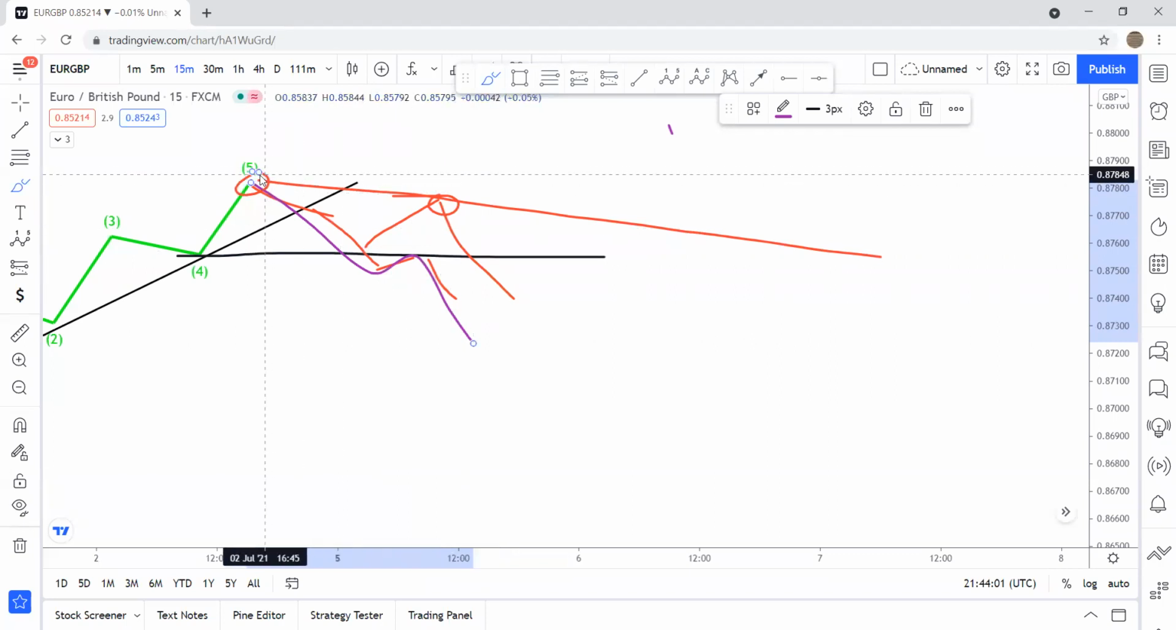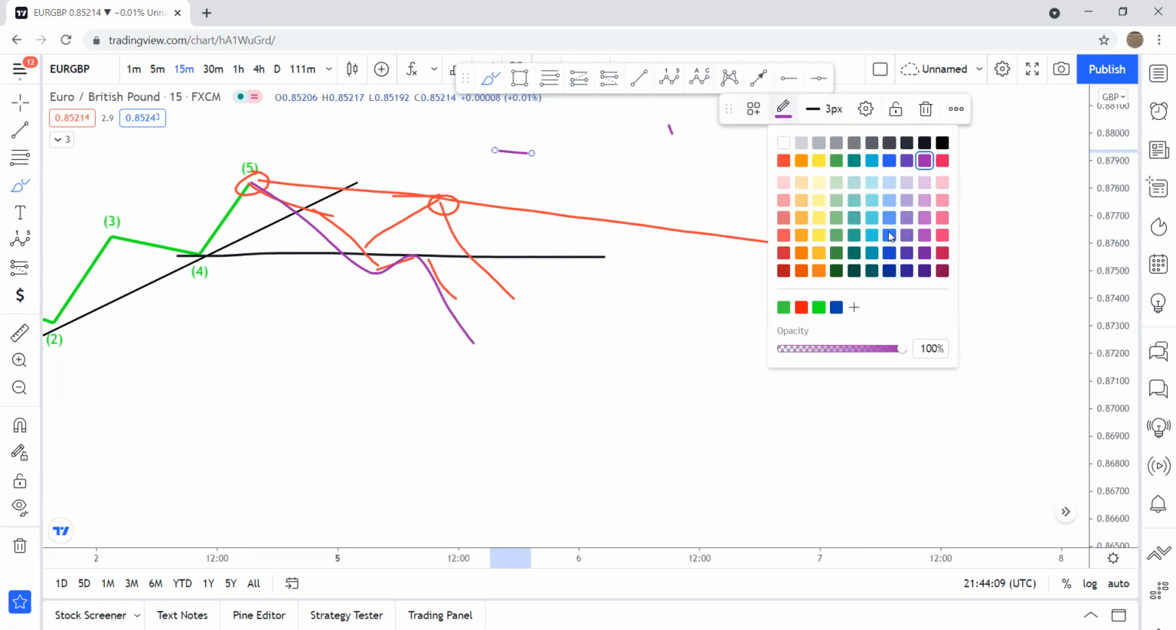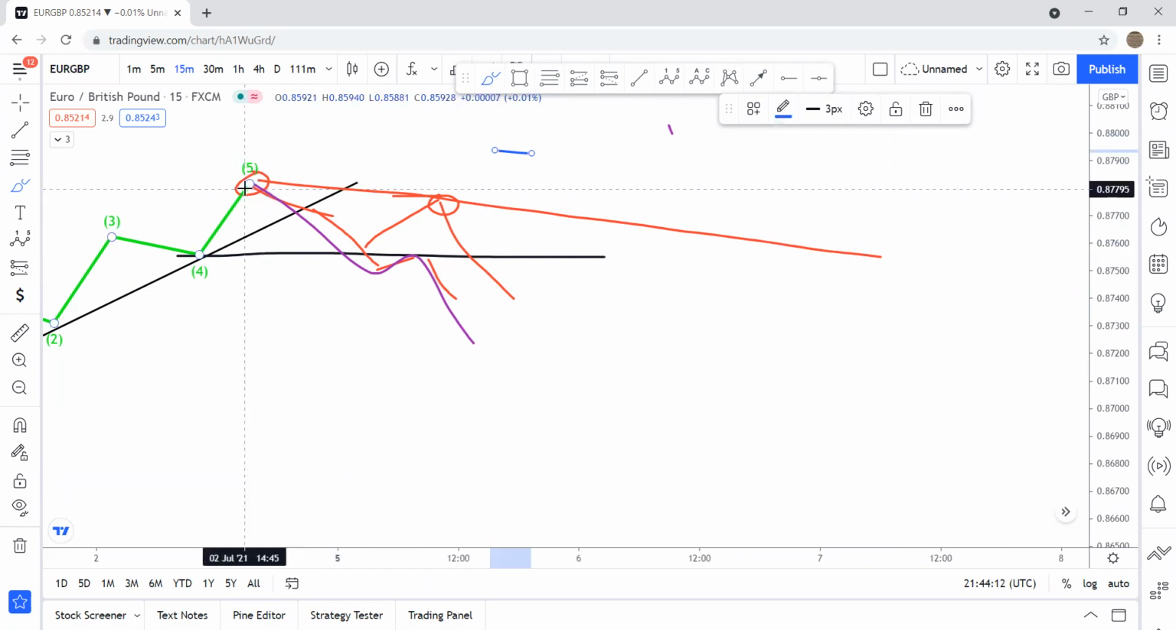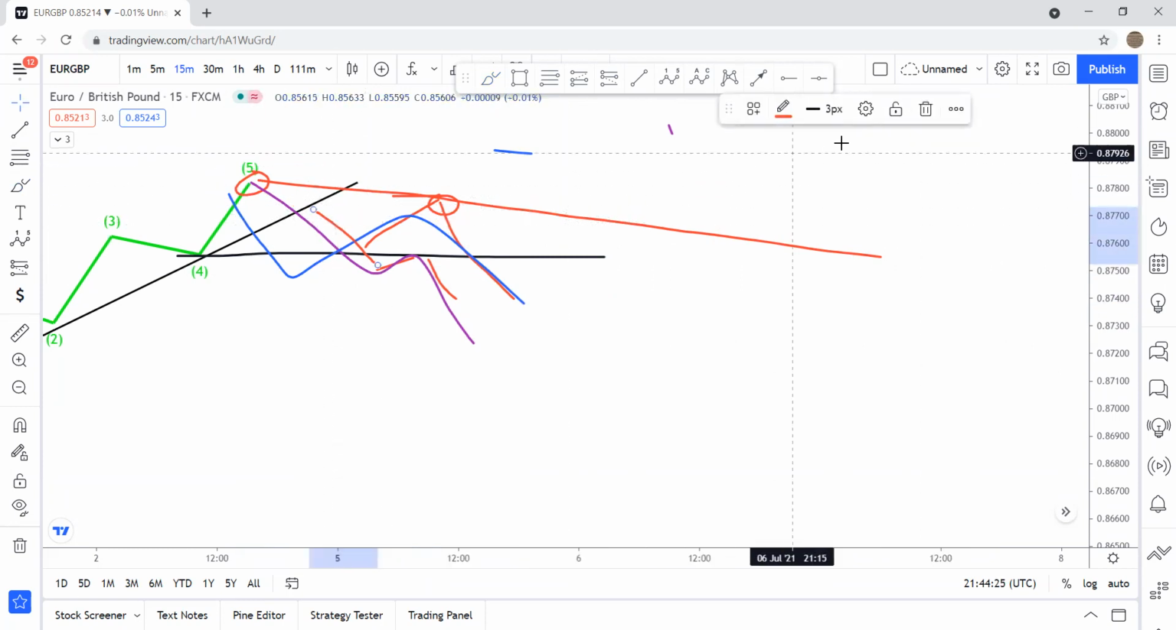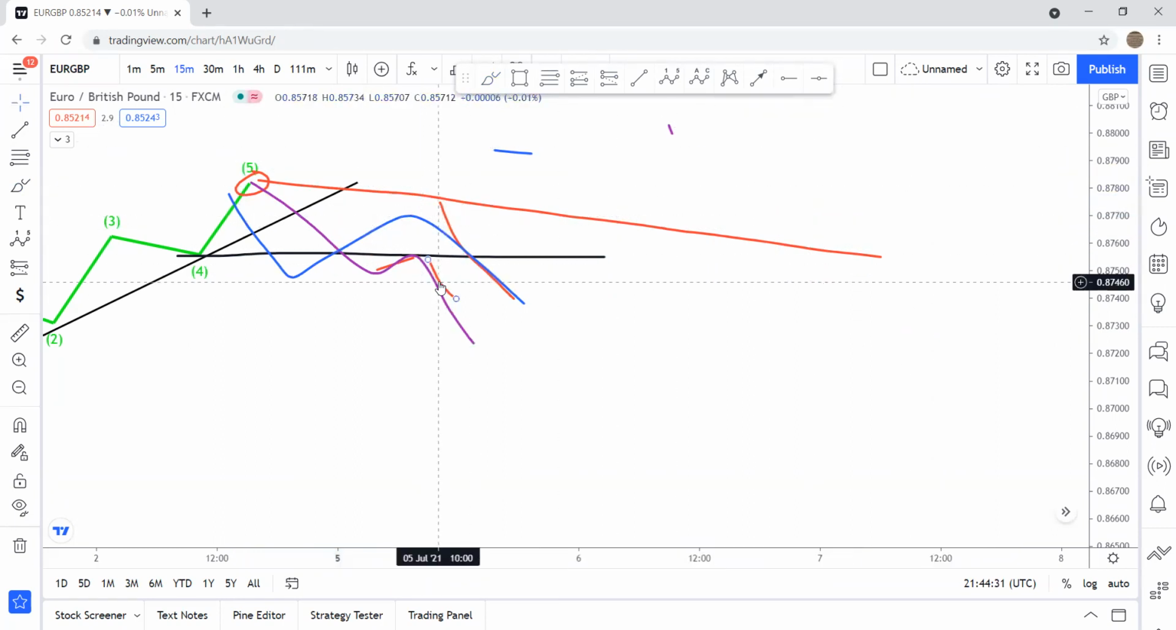down, or it's going to, let's use another color. Let's use blue. Or it's going to break the trend line and the structure and then retest up here and then go down, right? So it's going to do one of these two things here. Either the purple line or the blue line. It's either going to break, retest the structure and go down, or break, retest above the structure and come back down.